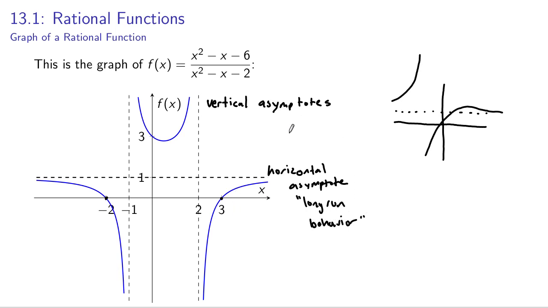There's one other feature that can happen, which is not in this graph, but we'll show you one later. So this graph doesn't have one, but you could have a thing called a hole, which is a place where the output is undefined, but there's no asymptotic behavior. There's no approaching a line.